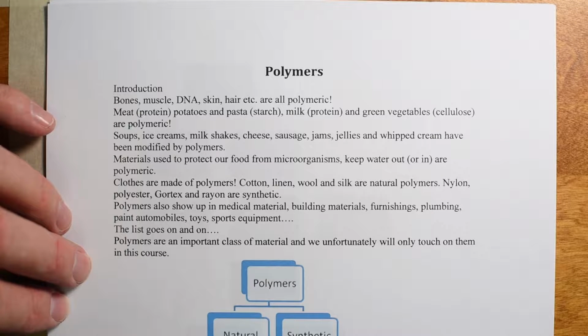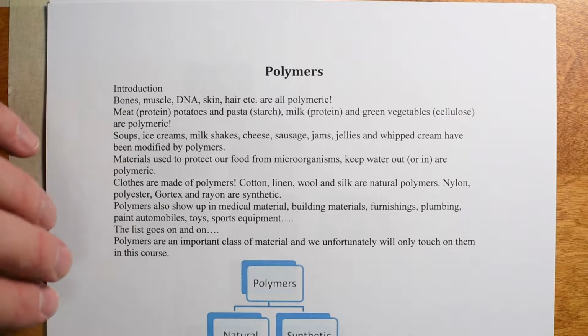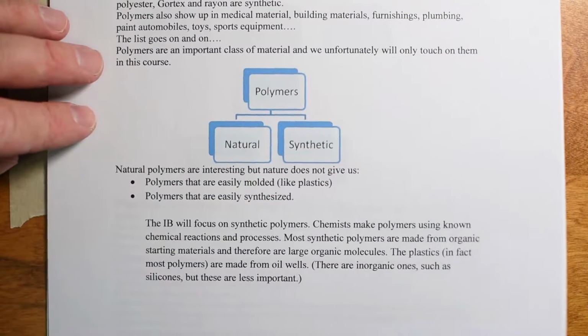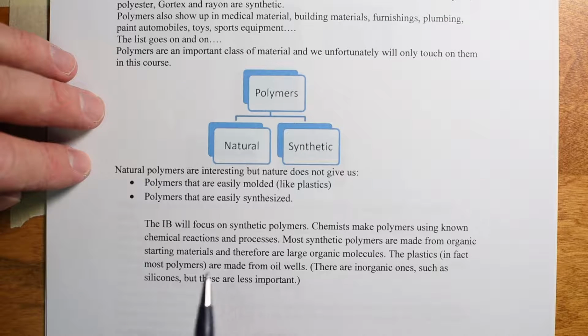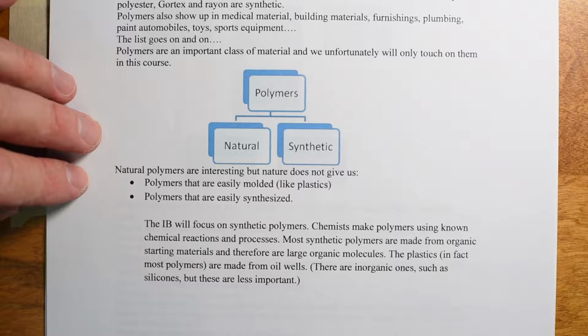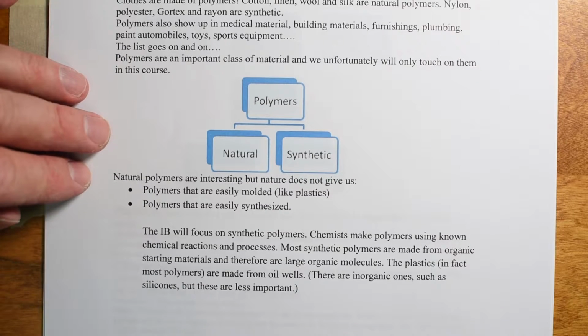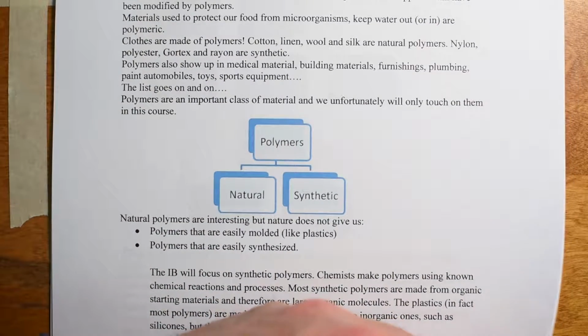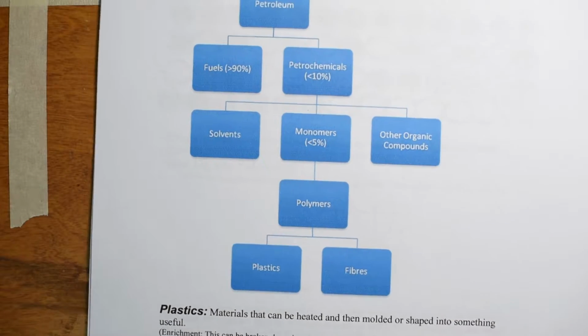Natural polymers are really great, but they're not easily molded and they're not easily synthesized. And so chemists have come up with lots of ways of synthesizing different synthetic polymers. And so then you have to know of the two different types. So flipping back, that was page 303.